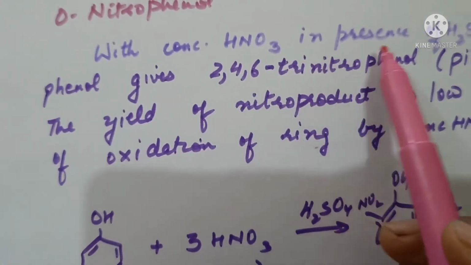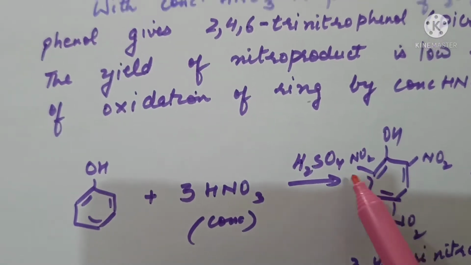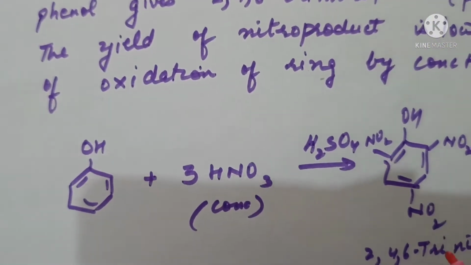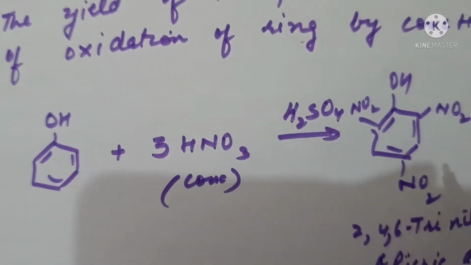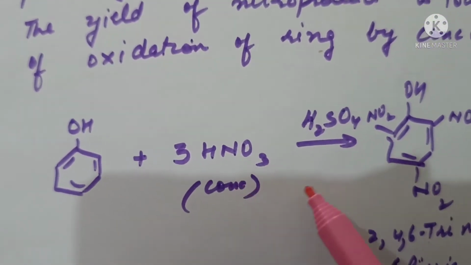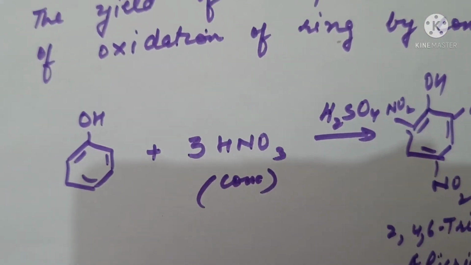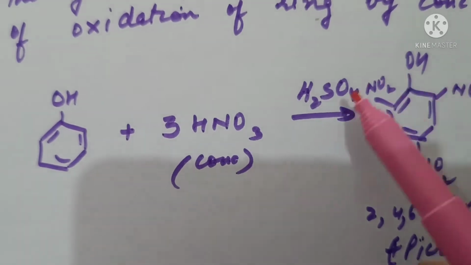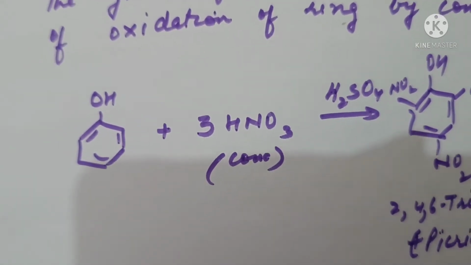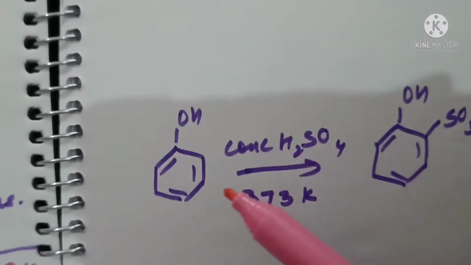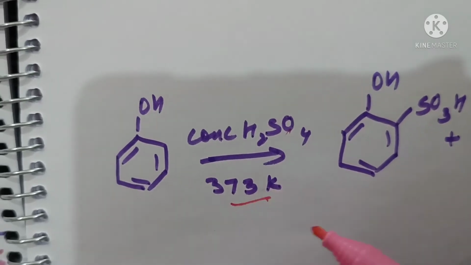With concentrated nitric acid in presence of sulfuric acid, phenol will give 2,4,6-trinitrophenol, which is also called picric acid. But the yield is very small. This is because nitric acid is a strong oxidizing agent and will oxidize the benzene ring itself. If we want this product to be obtained in larger amounts, then what we do is first we react the phenol with concentrated sulfuric acid at this temperature.